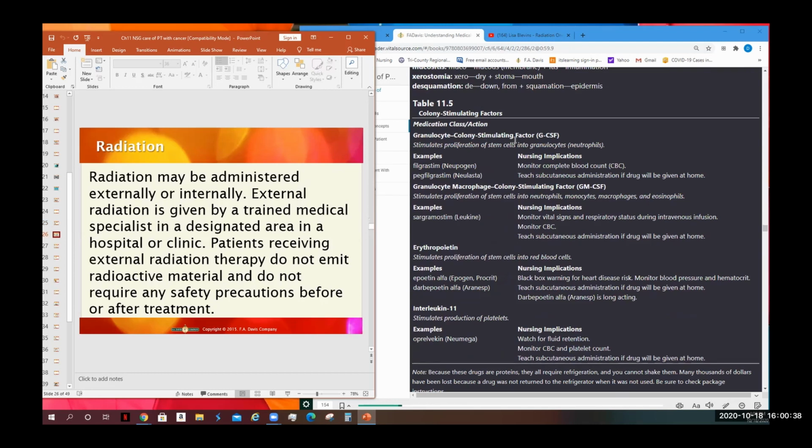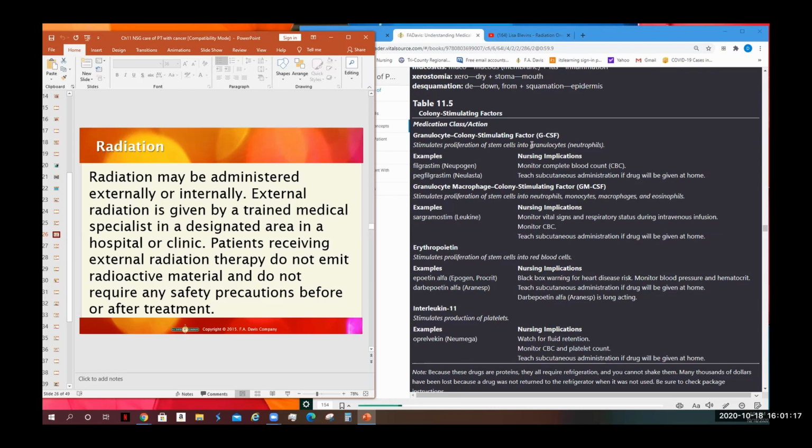Colony stimulating factors. Granulocyte colony stimulating factors, G-CSF, stimulate the proliferation of stem cells into granulocytes or neutrophils. Examples would be filgrastim, which is Neupogen, and the implication would be to monitor the complete blood count. There is also pegfilgrastim, which is Neulasta, and teach subcutaneous administration if the drug will be given at home.